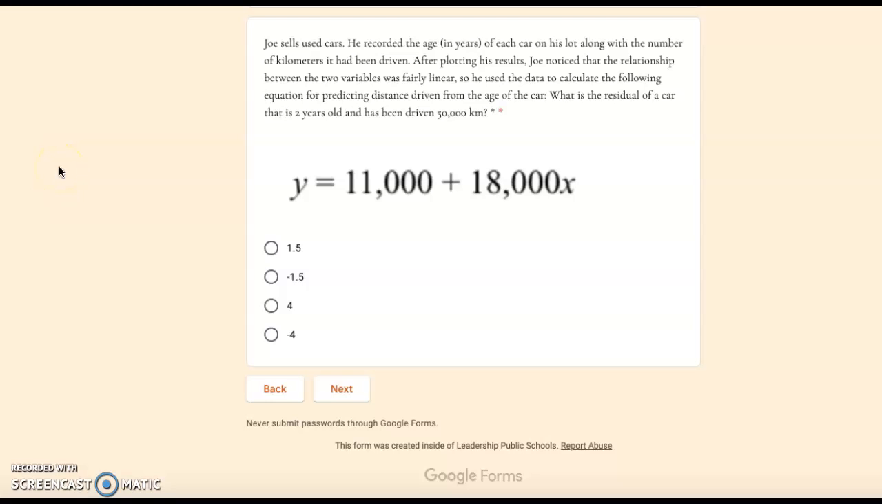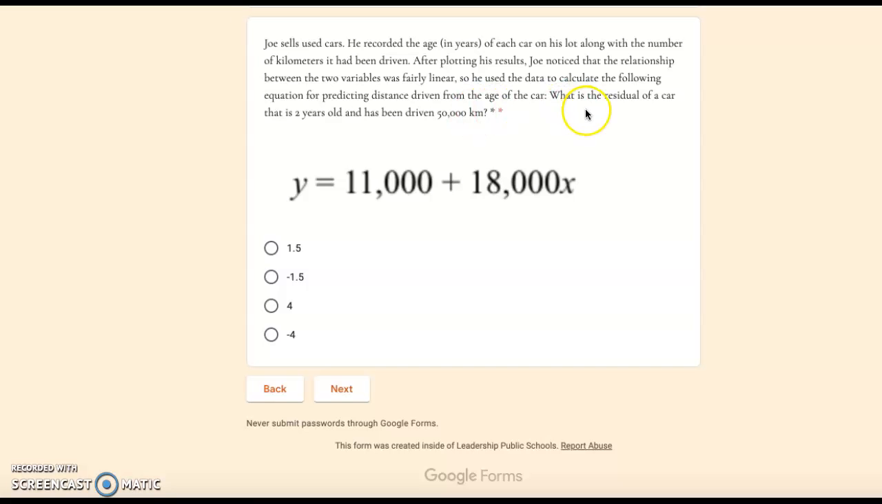Okay, so we're going to practice calculating the residual from an equation. This question says, Joe sells used cars. He recorded the age in years of each car on his lot, along with the number of kilometers it had been driven. After plotting his results, Joe noticed that the relationship between the two variables was fairly linear, so he used the data to calculate the following equation for predicting distance driven from the age of the car. What is the residual of a car that is 2 years old and has been driven 50,000 kilometers?